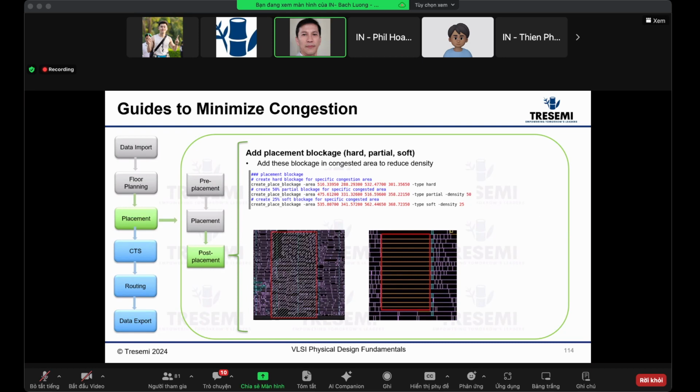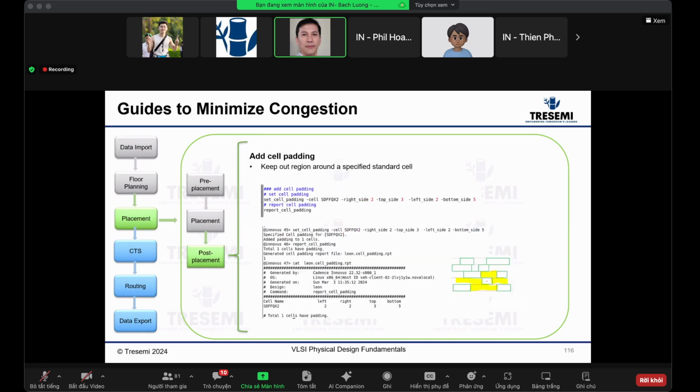Different blockages and cell padding create halos. It depends on where the congestion is. If it's around the macro corners, then you may want to try partial blockage. If it's still too many, we want to do hard blockage, just get rid of all the cells out of it. So you want to try those solutions, or cell padding, before you try congestion driven placement, and before you actually go back to floor planning. You want to try all the different blockage types first, because those are the quickest ones.